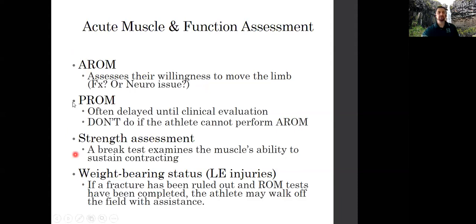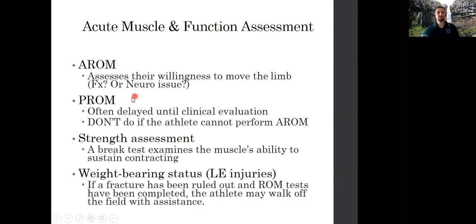Right, so this is kind of a stepwise progression. You always start with active. And then, of course, if there's some nerve issue, then they won't be able to move it as well. So it's either going to be from the spinal cord or from a peripheral motor nerve. And then passive range of motion, we're predominantly checking the inert structures, so the ligaments and the capsules.